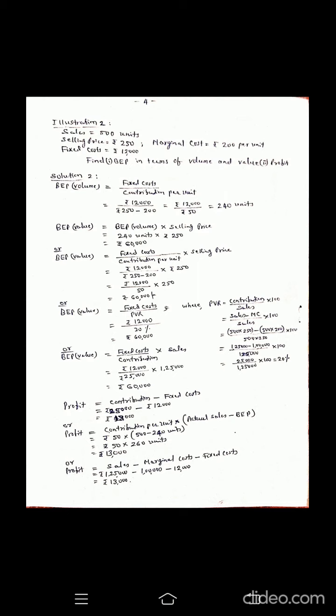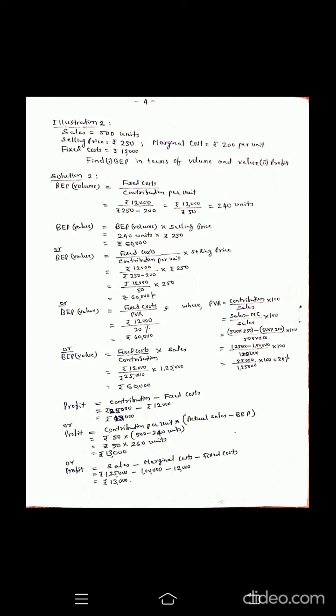In the given illustration, we are also asked to compute profit. Profit is equal to contribution minus fixed cost. Contribution 25,000 minus fixed cost rupees 12,000. So profit is rupees 13,000.